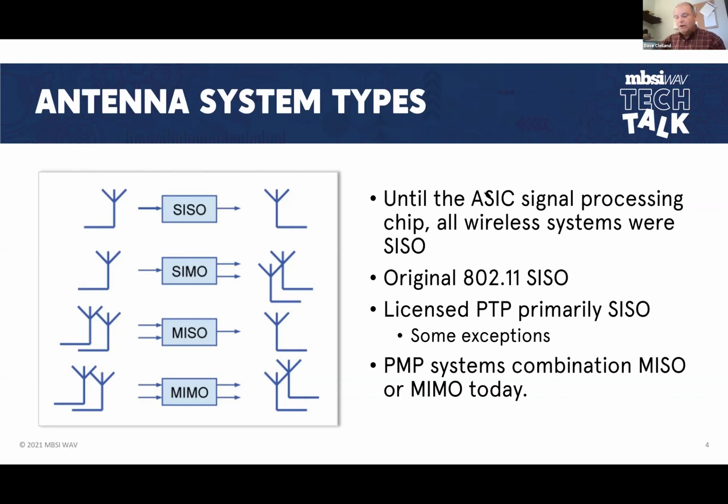Prior to that, all systems were SISO, and even diversity systems in point-to-point microwave were really two SISO networks, because there was antenna switching that went on. Receivers were switched in and out. When the main receiver was experiencing fading, it switched to the standby or alternate receiver, and then when the main link cleared up again, it switched back.